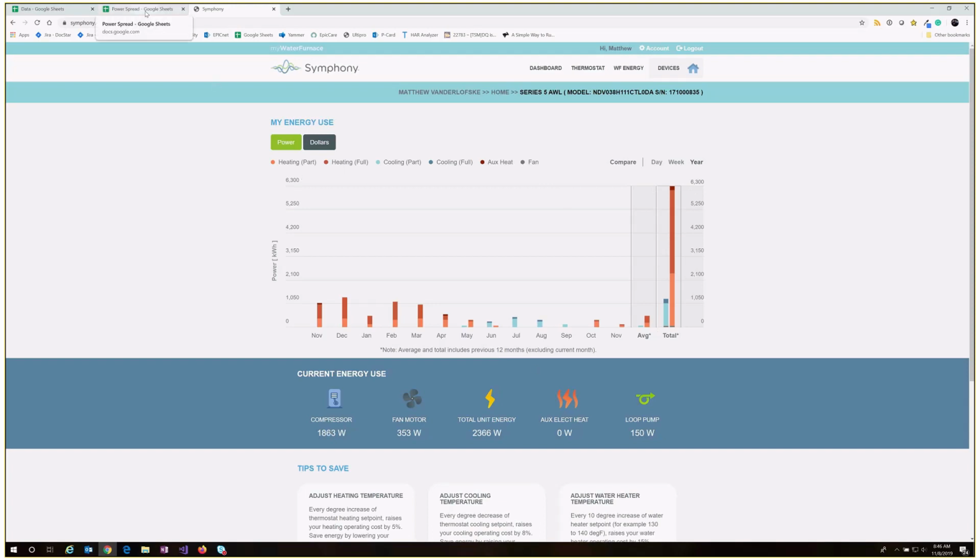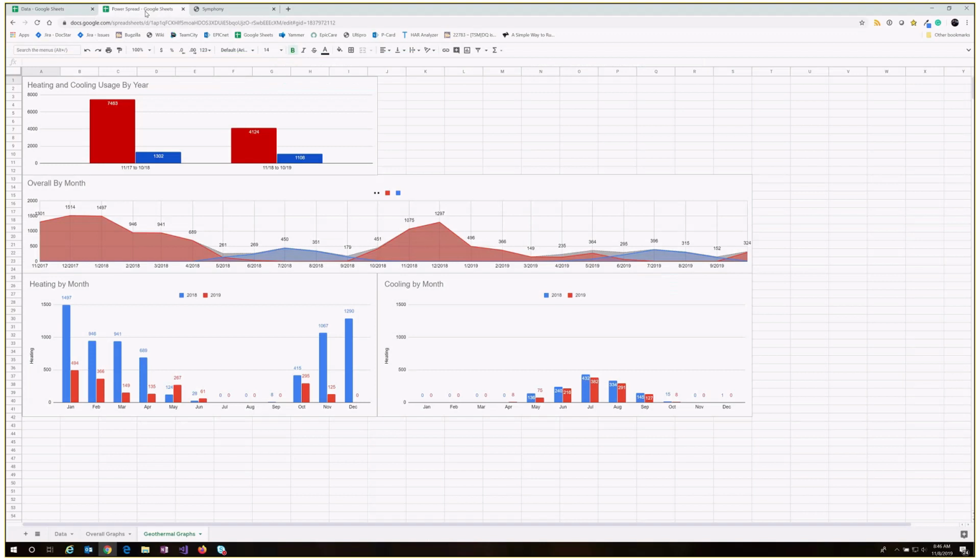Let's go to my power spreadsheet. This here is showing the data that I've been logging, and I'm going to link to this sheet in the description below this video, so that anybody can go in here and look at the numbers. There is a tab down here for data, and that's just the raw data itself. These are just graphs that represent that data. And you can see the difference in years here.